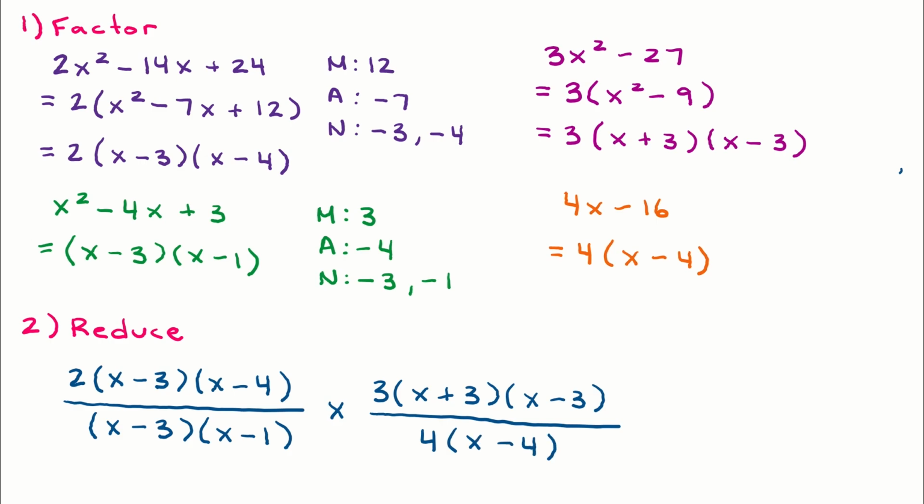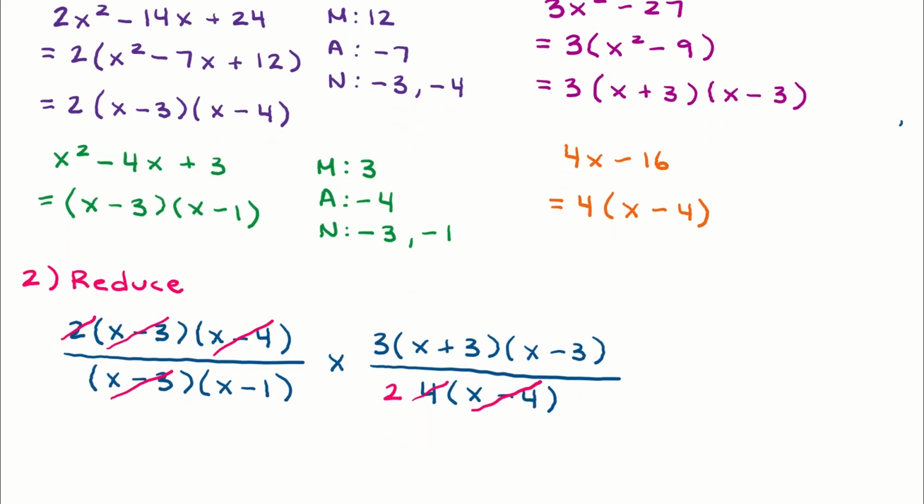Now remember, to reduce these, a bracket needs to be present on the numerator as well as the denominator. So in this case, we can cancel out the x minus 3's. We have an x minus 4 on the numerator here and on the denominator here. And the only other thing that can be canceled out are the 2 and the 4, because they're both divisible by 2. So the 2 can completely disappear and the 4 can change into a 2.